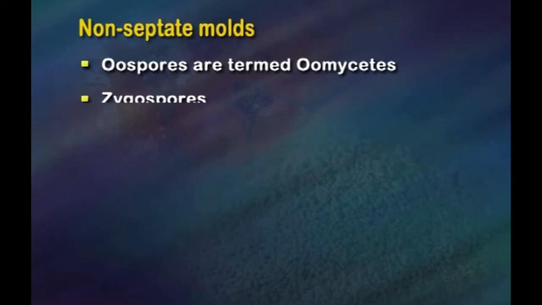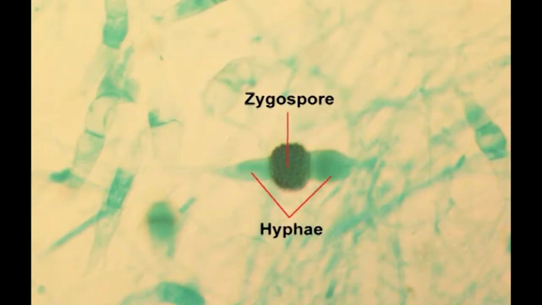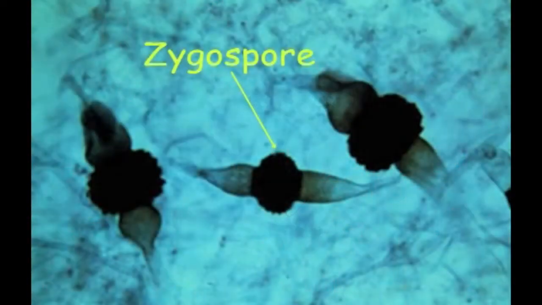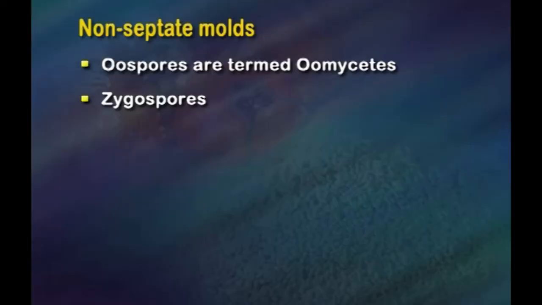Then the second one is zygospores. Zygomycetes form zygospores by the union of the tips of two hyphae, which often appear similar and which may come from the same mycelium or from different mycelia. Both oospores and zygospores are covered by a tough wall and can survive drying for long periods.